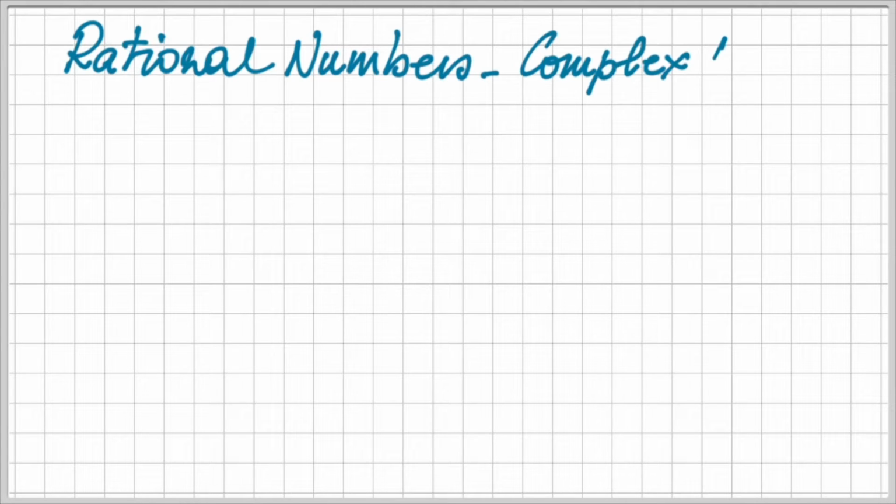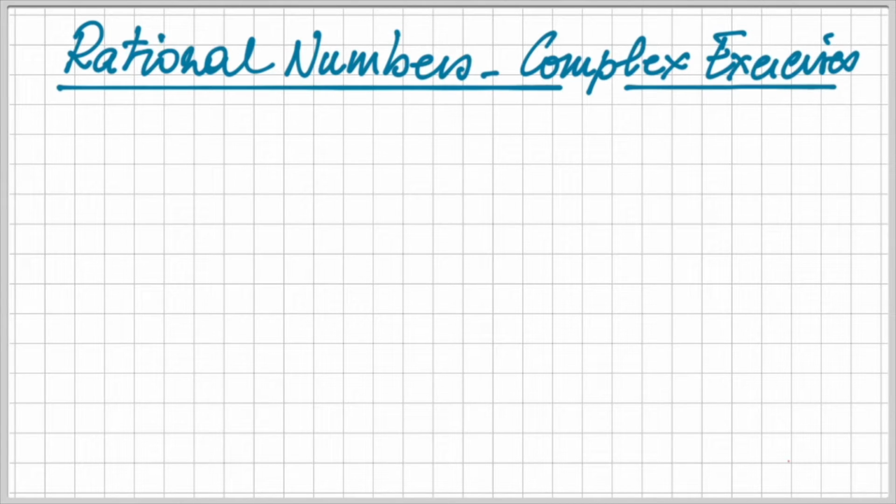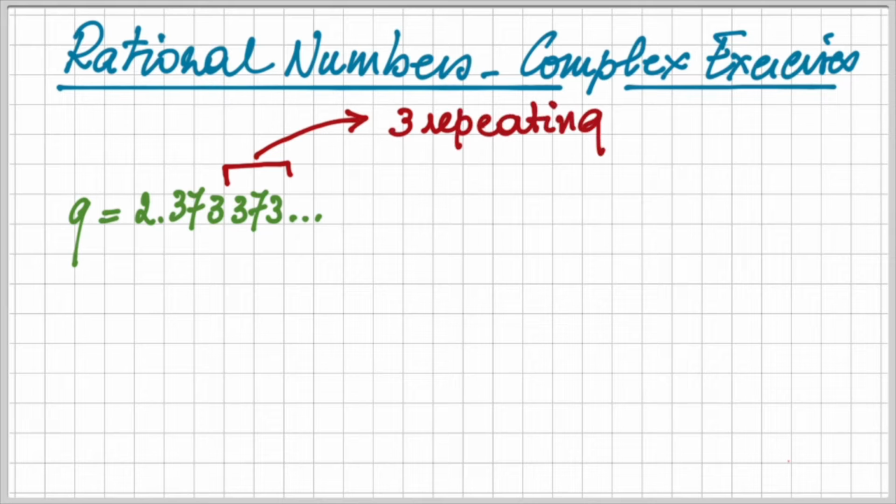So let's have a look. The first rational number, or the complex exercise that we're going to consider, is 2.373373. Here we have 3 repeating decimals, and basically this is going to help us to identify A and B.